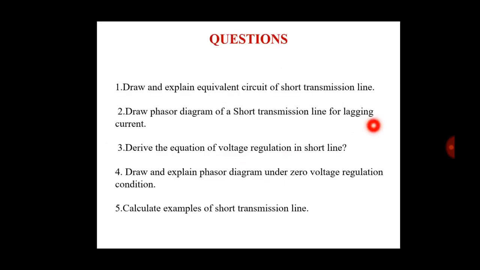Now questions. First, draw and explain the equivalent circuit of a short transmission line. Draw the phasor diagram of a short transmission line for lagging current. Derive the equation of voltage regulation in a short line. Draw and explain the phasor diagram under zero voltage regulation condition and calculation of the transmission line.